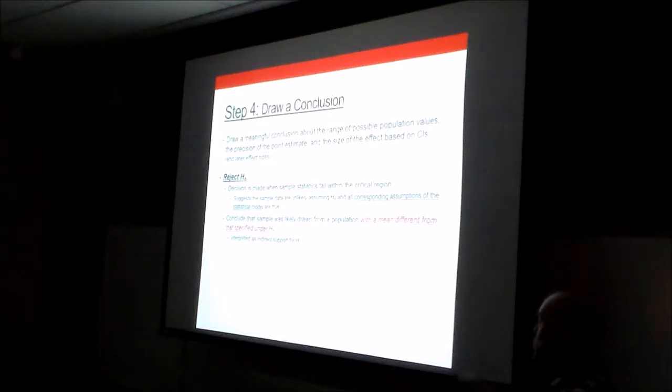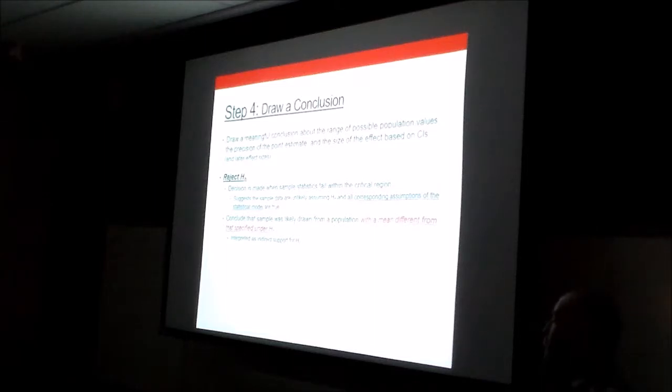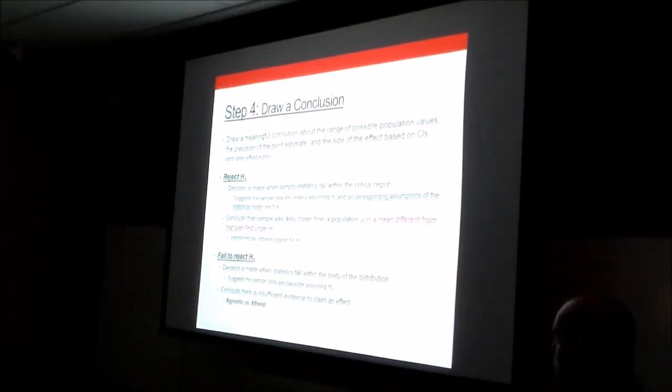Okay? So we never accept the alternate hypotheses, right? We just reject the null and use that as indirect support for our alternate hypotheses. We never directly test the alternate hypotheses with the standard conventional null hypothesis testing. Failure to reject the null, making this decision when our statistics fall within the body of the distribution, suggests our sample data are plausible under the null hypotheses, right?